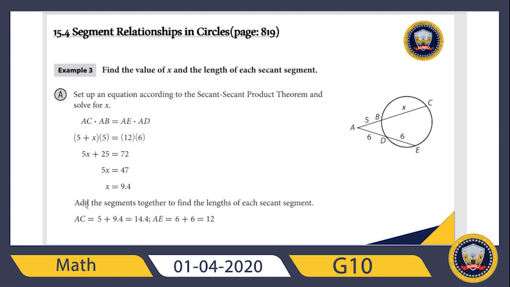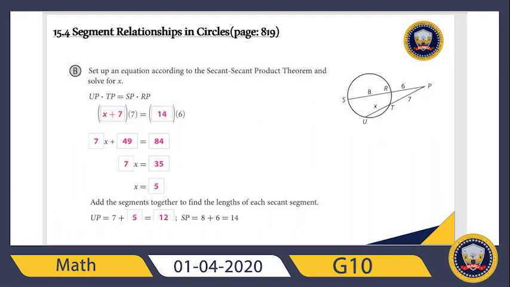Okay, now add the segments together to find the length of each secant segment. Here we just found x, so we need to find each secant length. Okay, so AE is already given, 12. Now what is AC? It is 9.4, that is x plus 5, which is 14.4.